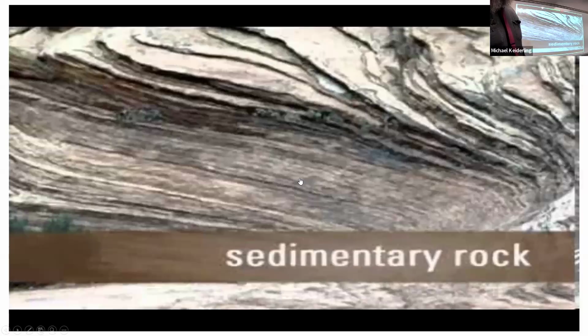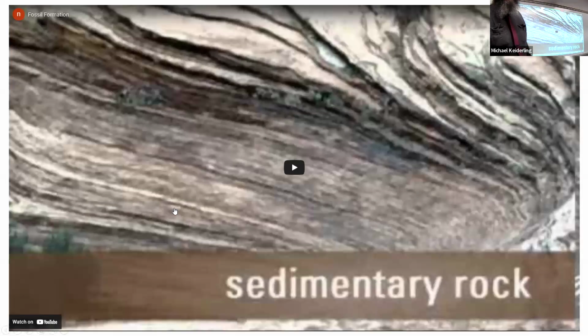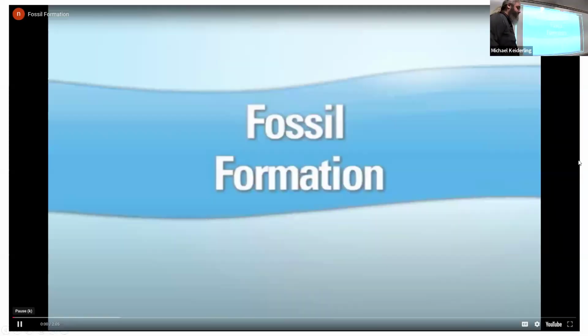And sedimentary rock in general. Come on. Yeah, okay, we're just being slow. So, the formation of fossils. Oh, shoot.